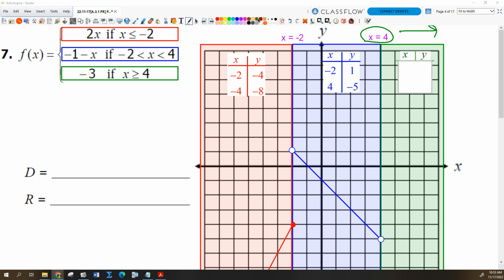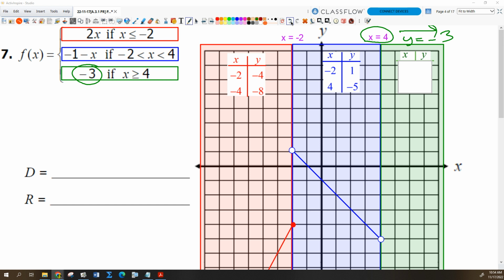Okay, well, to the right of 4, we get the line y equals -3. What does that look like? We've had tons of practice. At this point, we got to know what that is, right? If y equals a number, show me with your arms. What's that look like?